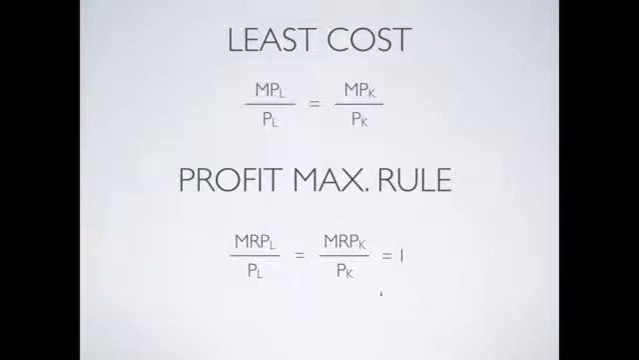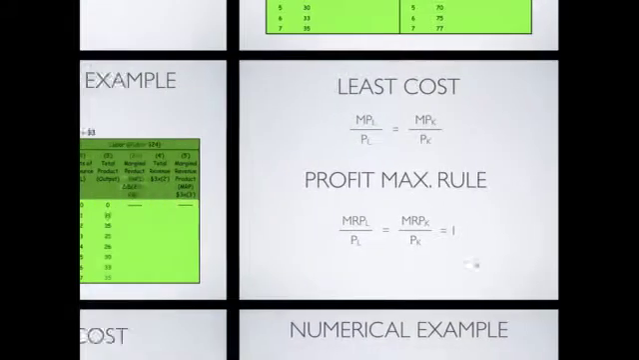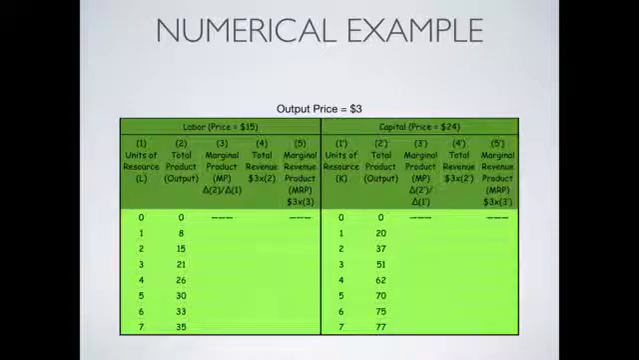If that is the case, then you're achieving profit maximization using the marginal revenue product. Let's go through one example here. Here's a firm producing an output and selling it for $3. It pays labor $15 and it pays capital $24. The cost of capital is equal to $24.